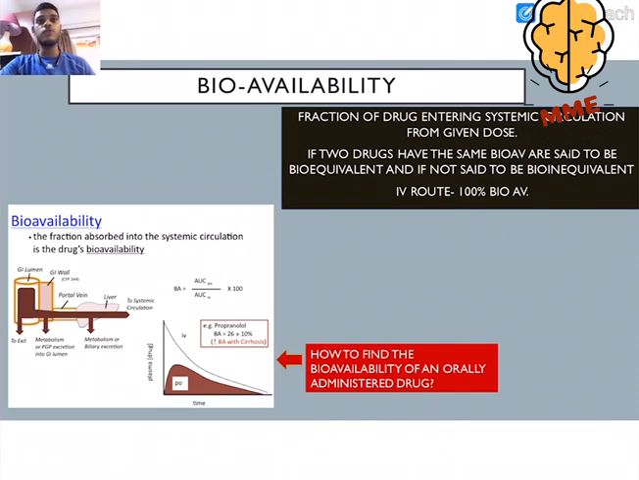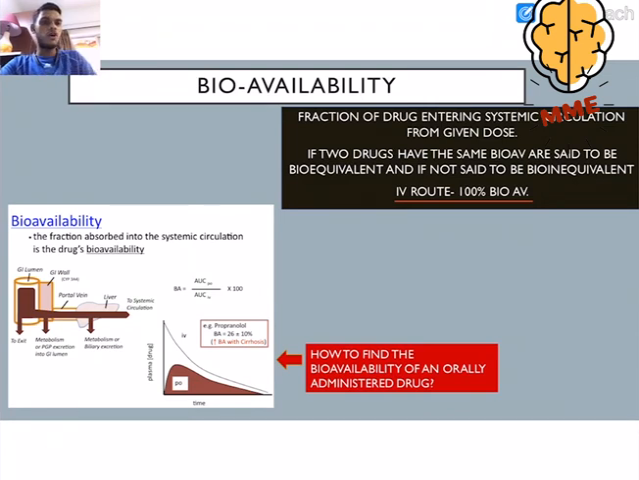Now, as we know, if two drugs have the same bioavailability, we can say them to be bioequivalent, right? And if not, they are said to be bioinequivalent. Now, what is very important to note is that the bioavailability of drugs administered via the intravenous route is 100%. That is, the entire amount of drug that you administer via intravenous route is channelized into our systemic circulation. Okay.